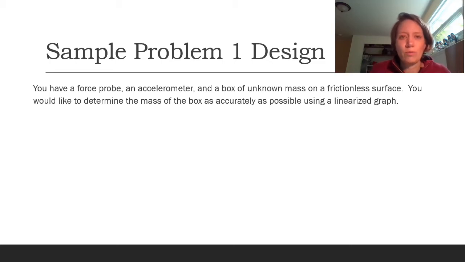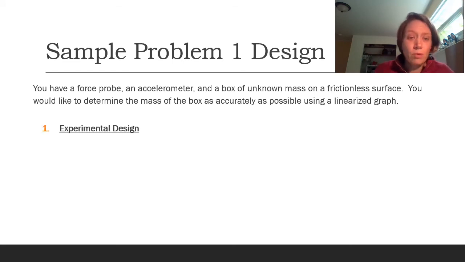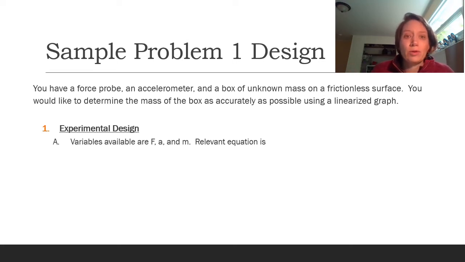So you can probably think of lots of ways to find the mass. You could just weigh it on that force probe. But the question specifically tells you to use a linearized graph, which means you're stuck going through this whole big procedure, creating a graph, even though you might think you have a faster way to do it. And the reason we do it with the graph is because the graph actually gives us a much more accurate, precise solution than just picking a couple data points would. So, experimental design, number one. When I look at the tools I have, they lead me to think of what variables those are able to measure, right? I have a force probe, so I can find F. I have an accelerometer, it's easy to find a. And the m is what I want to know.